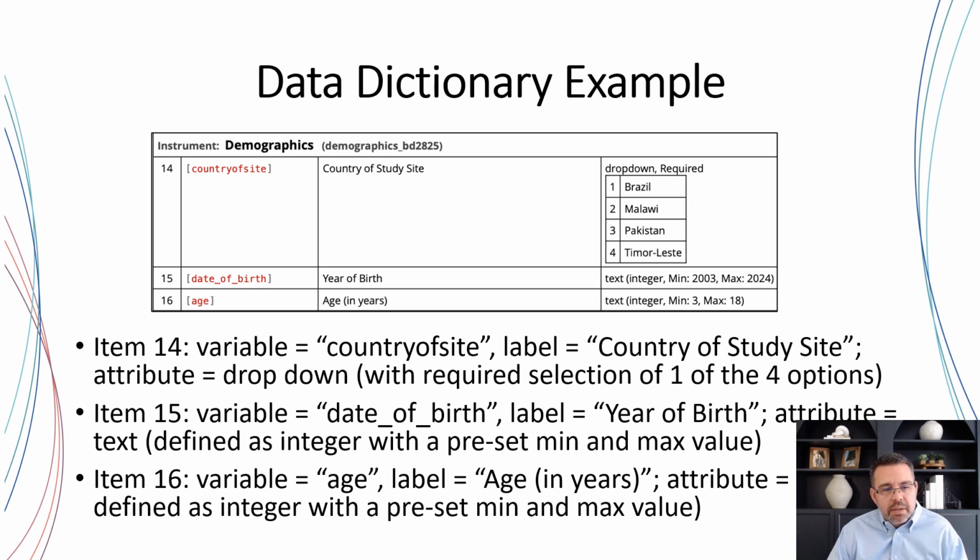And then, item 16 is age is the variable. The label is age in years. And again, we can see that the data that are going to be available to us on the back end are going to be text data. It's going to be an integer, and we are only allowing entry of patient ages between 3 and 18 years of age, right? So that is a data quality aspect that I mentioned before, in that we require the values to fit into this pre-specified range.